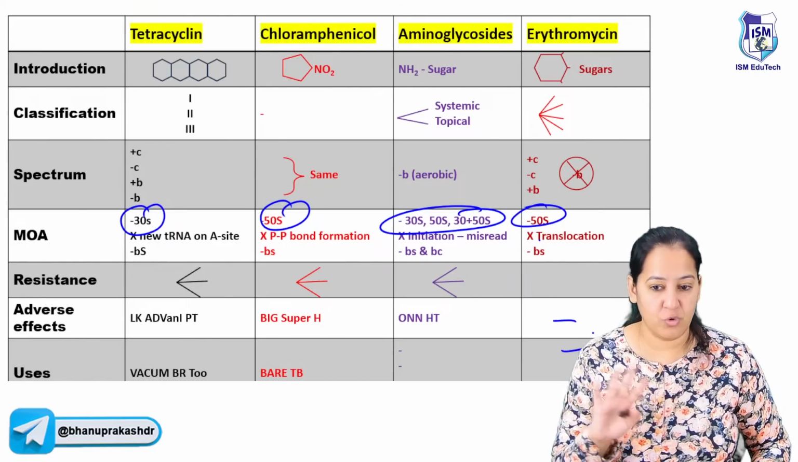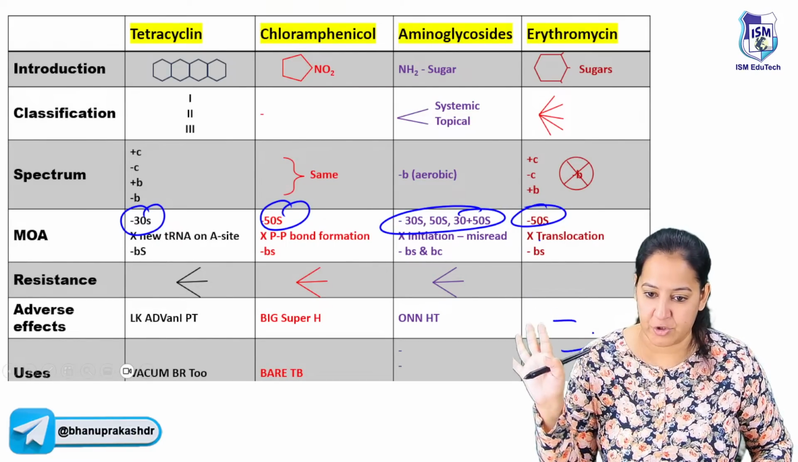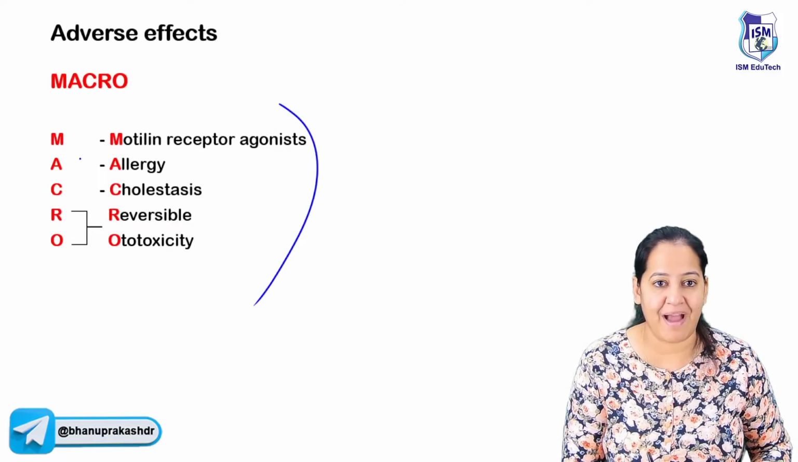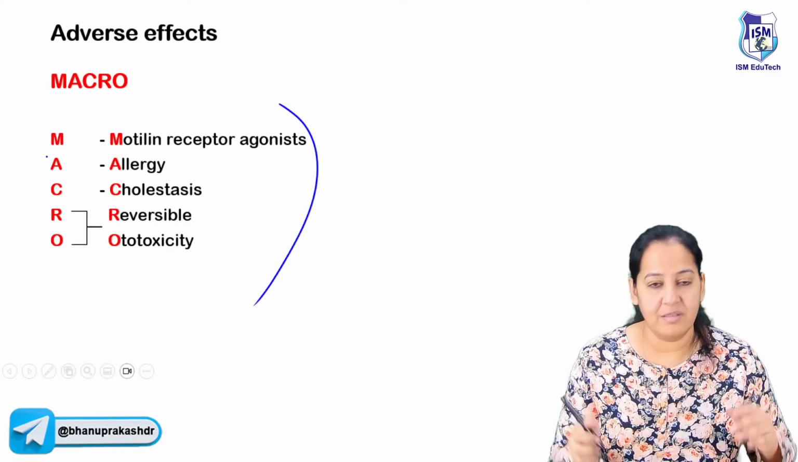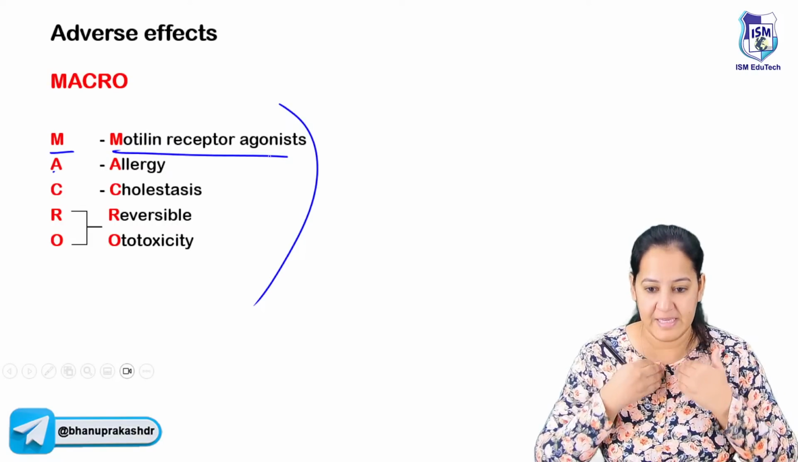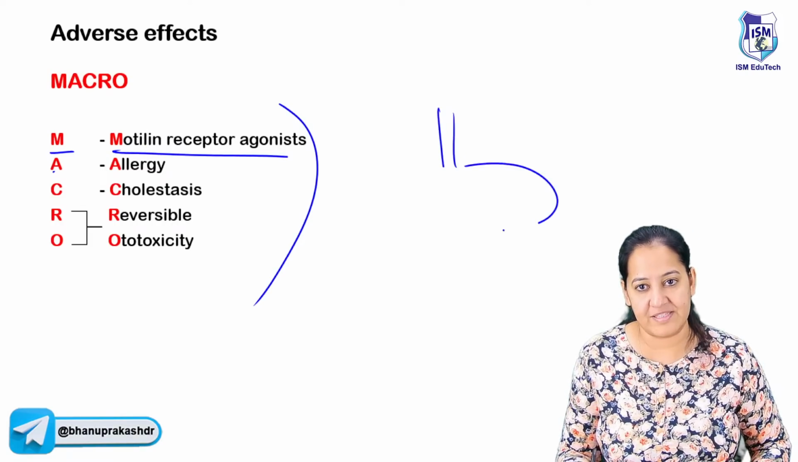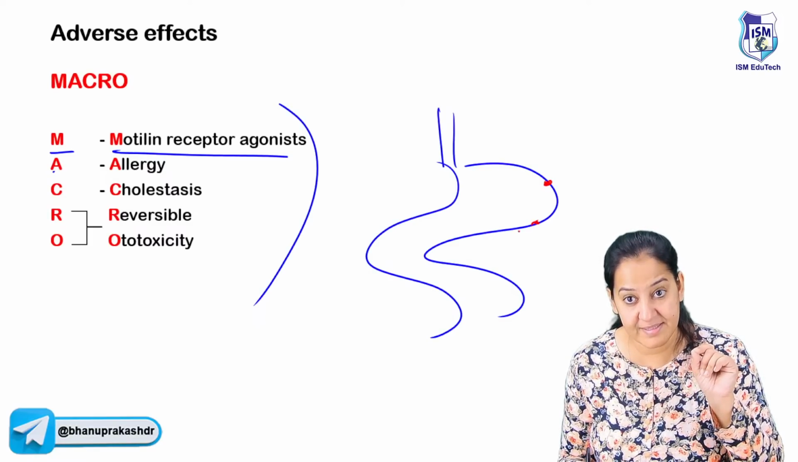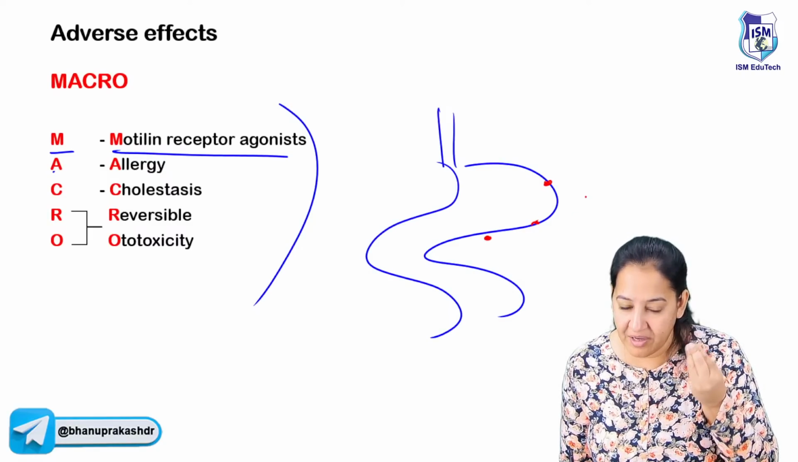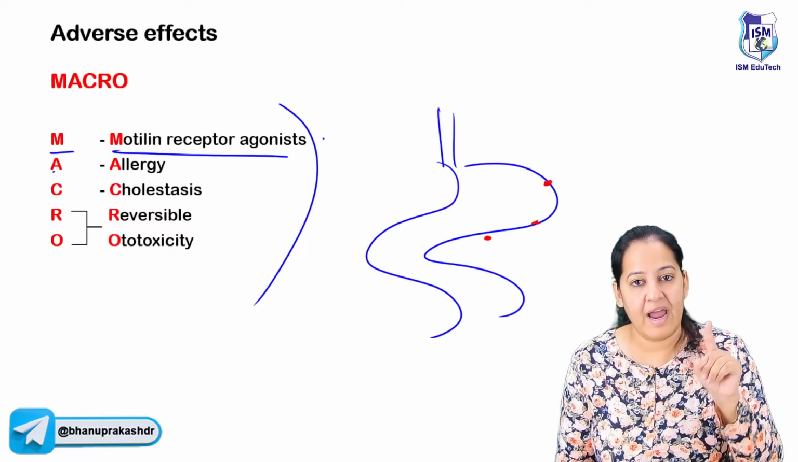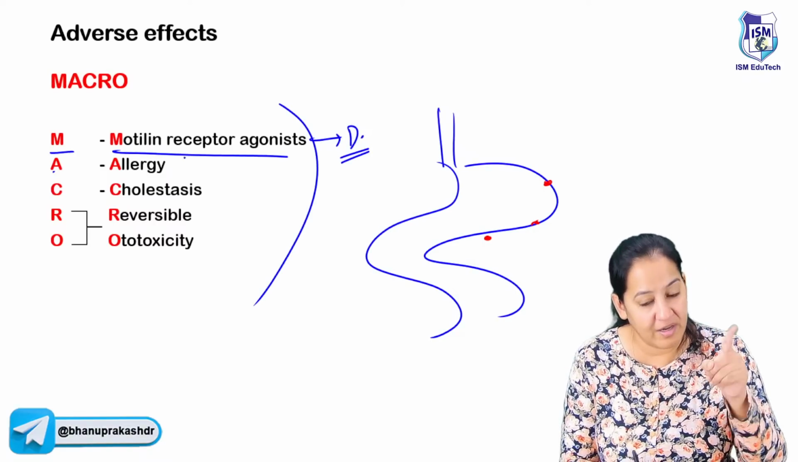Now tell me the last two mnemonics, the uses and adverse effects of erythromycin. We will pack the chapter. For adverse effects, the mnemonic is MACRO, as it is a macrolide. M is motilin receptor agonist. In our esophagus and intestine we have receptors known as motilin receptors. Erythromycin is an agonist for them. Once the motilin receptor is activated, it causes increased motility, and the patient has diarrhea. So one adverse effect is diarrhea because of motilin receptor agonism.